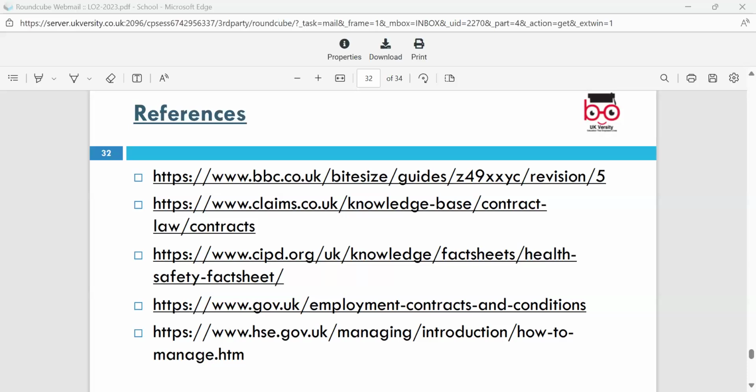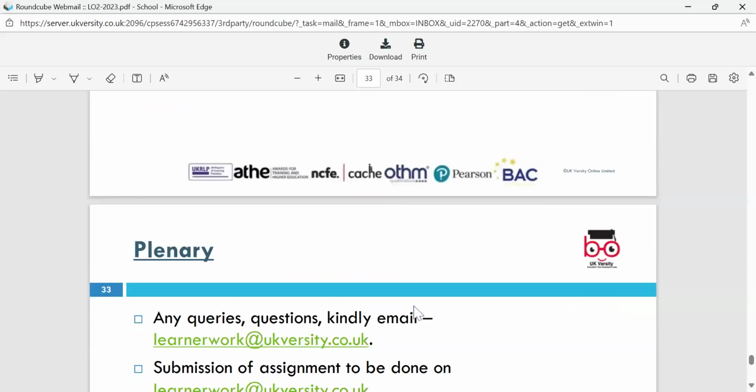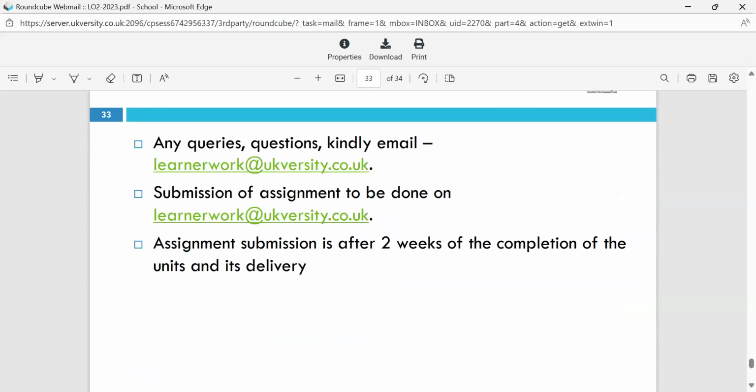Okay, so this is just an overview of what we've done in Learning Outcome 2. If you've got any queries, you need to email learnerwork@ukvarsity.co.uk. Submission of your assignment is to be done to learnerwork@ukvarsity.co.uk. Assignment submission is 2 weeks after the completion of the unit. So now we've covered Learning Outcome 1 and 2, and we've got Learning Outcome 3 tomorrow. And then once you've done all the learning outcomes, we have an assignment discussion, and then you are able to get on with the assignment.